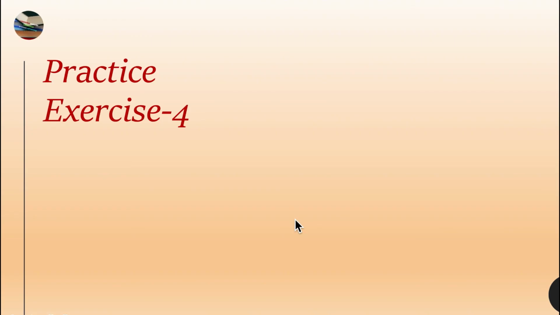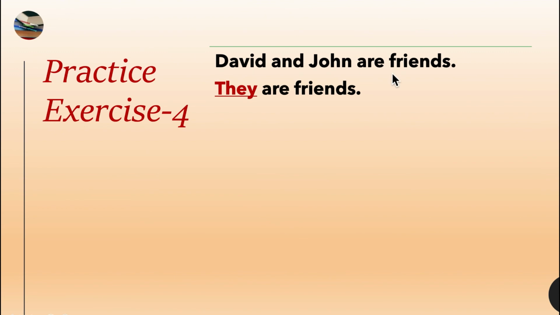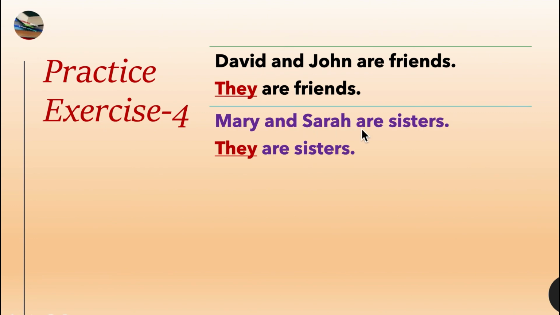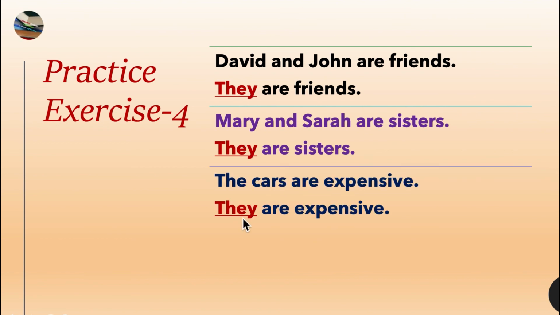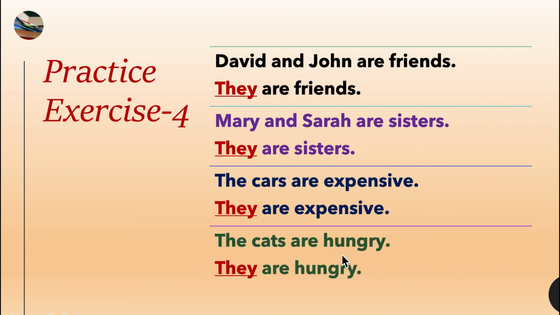Practice exercise 4. David and John are friends. They are friends. They is used as plural referring to David and John. Mary and Sarah are sisters. They are sisters. They is plural referring to Mary and Sarah, female. The cars are expensive. They are expensive. They refers to the plural form cars and non-living things. The cats are hungry. They are hungry. They, plural form, refers to the cats, living things, animals.